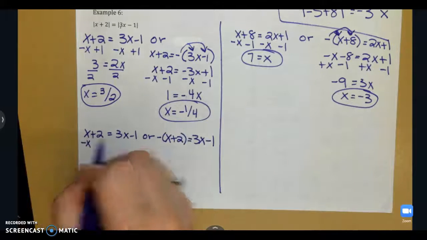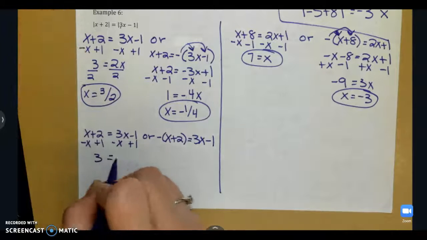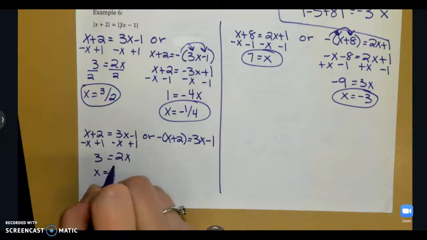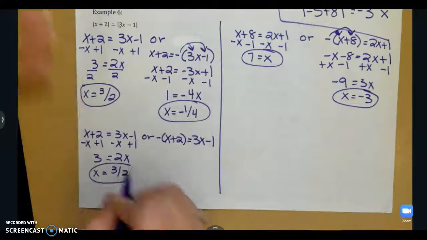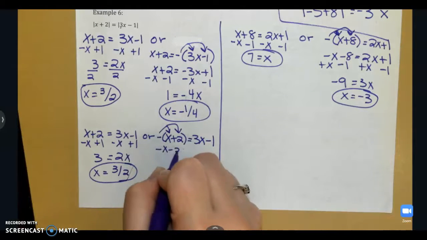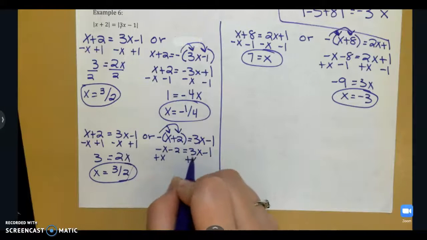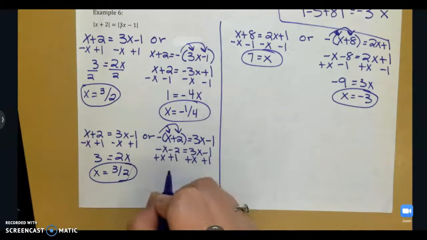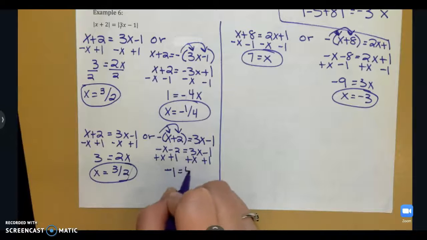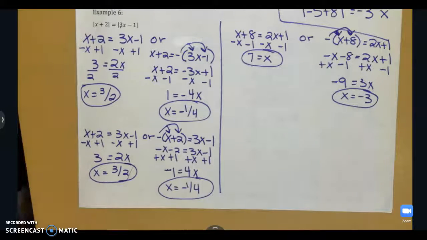Okay, so again, we get 3 over 2. Oops, paper slipped. Distribute that minus sign. Get all my x's and all my numbers on the same side. And I get the same values for x.